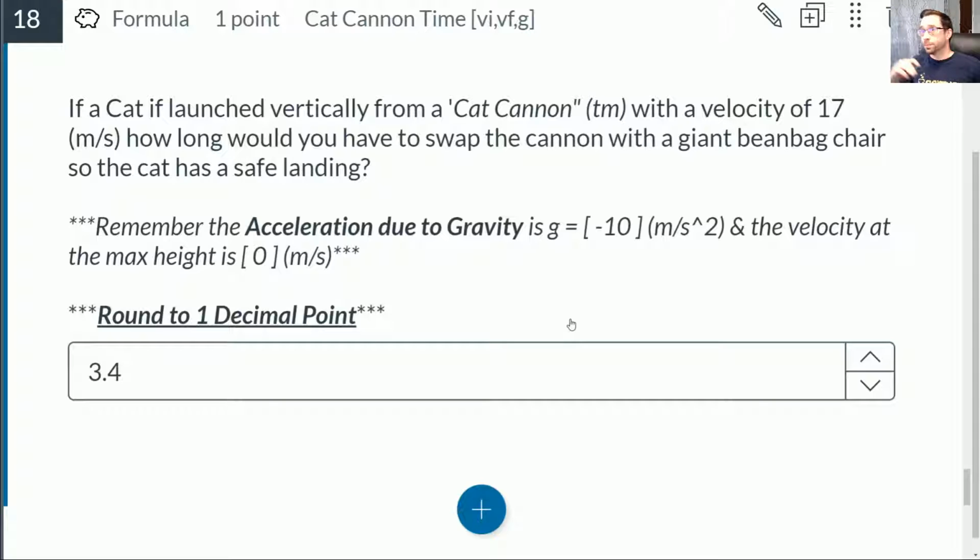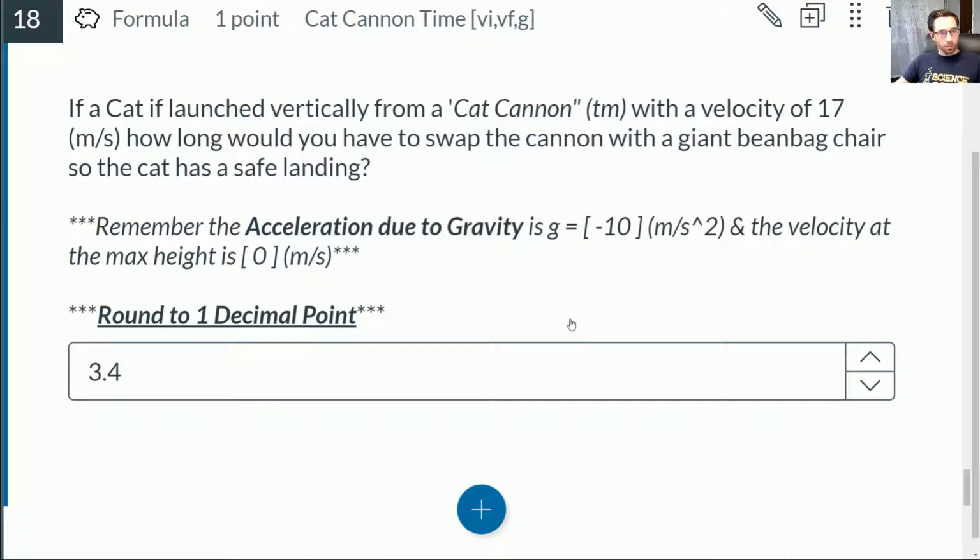All right, cool. All right, so what's going on in this problem? I have a cat that's being launched from a cannon with a certain velocity, and I want to know the amount of time it's going to take for the cat to be launched up and for it to come back down. I want to make sure that I'm able to remove the cannon and then put a big beanbag there so the cat can have a safe landing. That's the objective of this problem.